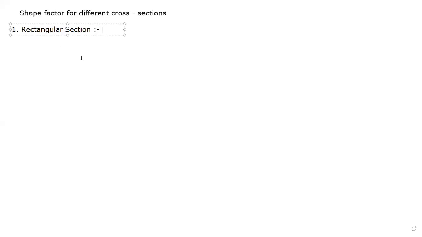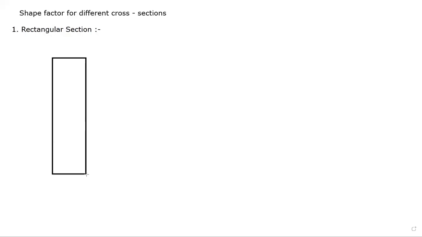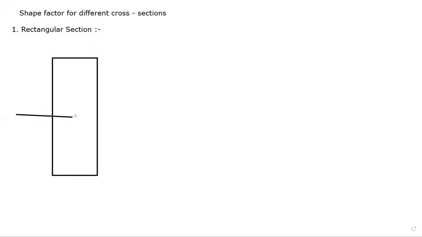Shape factor for different cross sections. First, we have to consider the rectangular section, right? Now, remember this, whenever you have to find out the shape factor, first, what to do? First, you have to draw the section, then draw the plastic section, right?